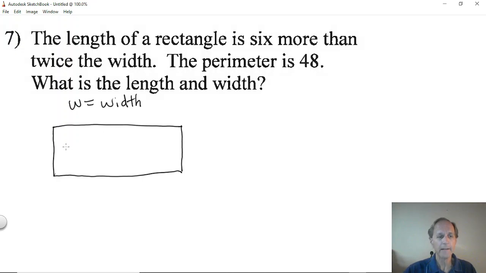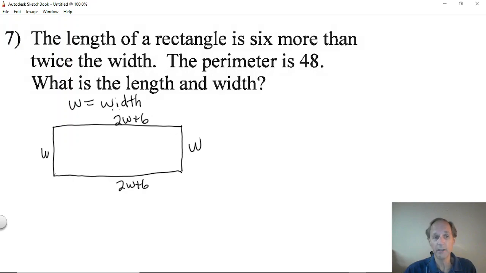Okay, so this is the width, and this is the width here. We'll label them both. Up here is the length, but what is the length? The length is 6 more than twice the width, so that's 2w plus 6. Okay, 6 more than twice the width, and down here is 2w plus 6. Now this is very helpful. We have all of the dimensions labeled with an expression that is accurate for that dimension.